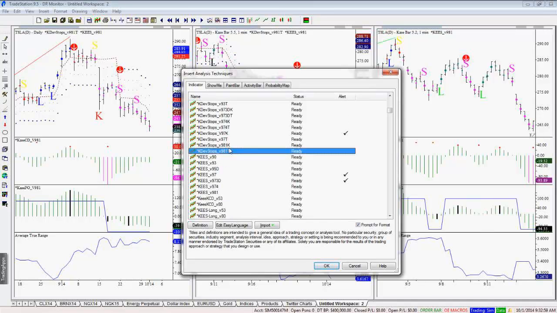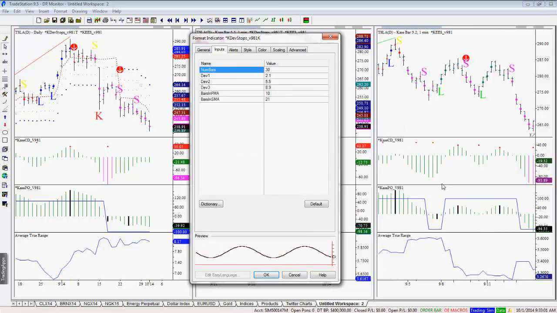Too many indicators. Okay, so Kase. Just to remind you guys, whenever we use any kind of range bar or Kase bar chart, any chart based upon price movement rather than time, we want to increase the standard deviations of the true range that we're going to be taking for our DevStop. So we use 2.1, 5.5, and 8.9.